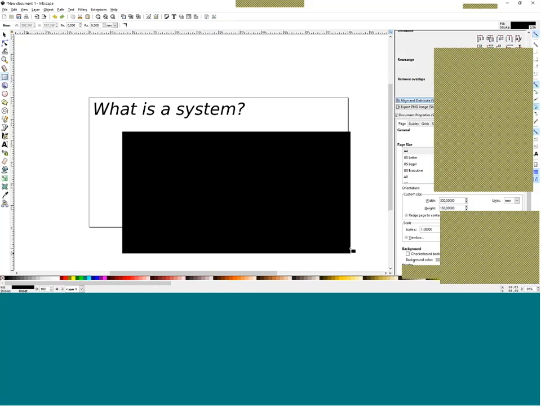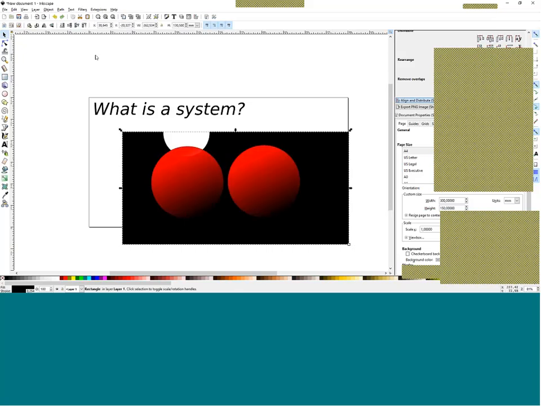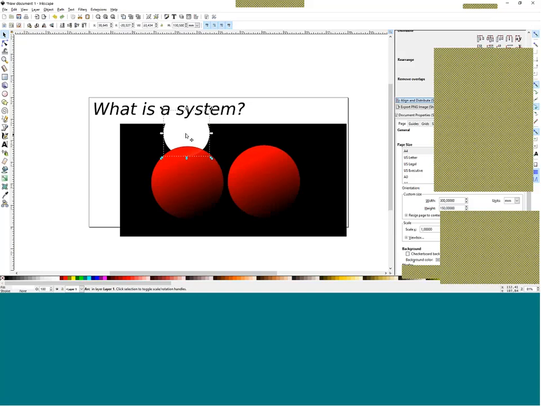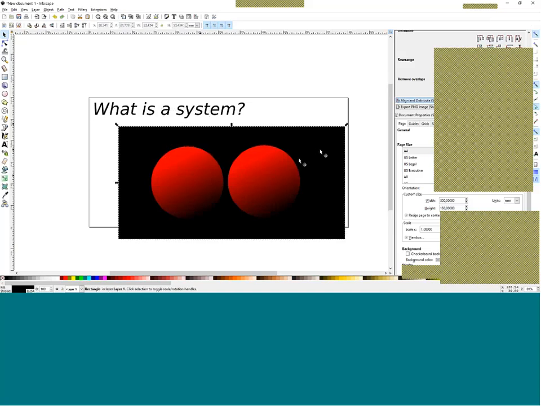We can take any region of space around. Where are you? I lost you. There you go. Interesting. We can take any region of space. I don't mean literal space. I know it's black, but I mean space as in any area or volume around the system, and we can call that whole thing our system. So whatever is outside of this boundary is the universe, and whatever is inside this boundary is our system.